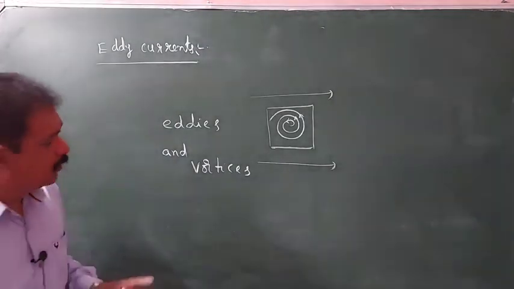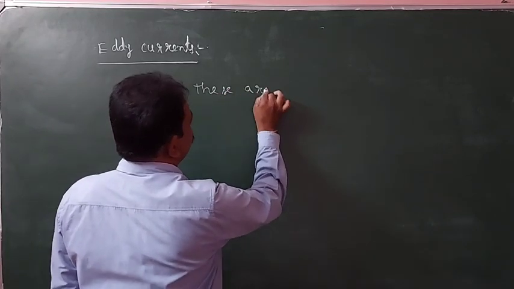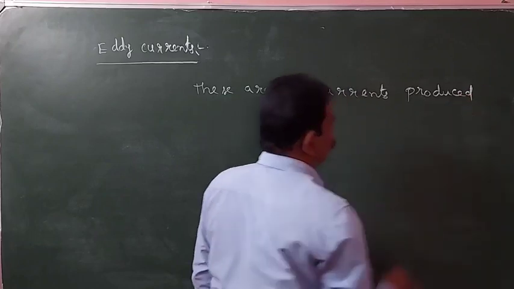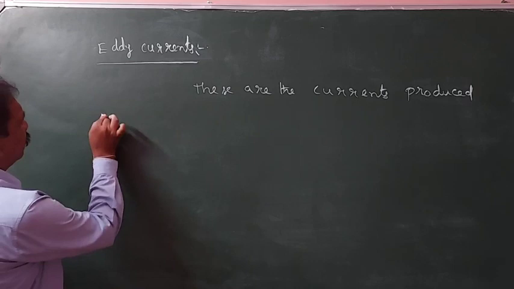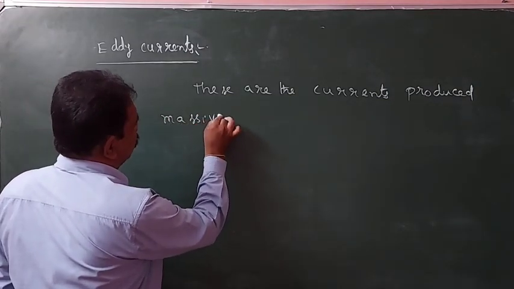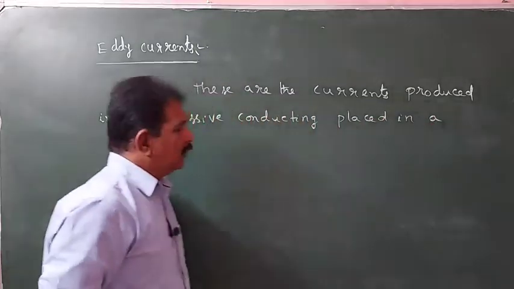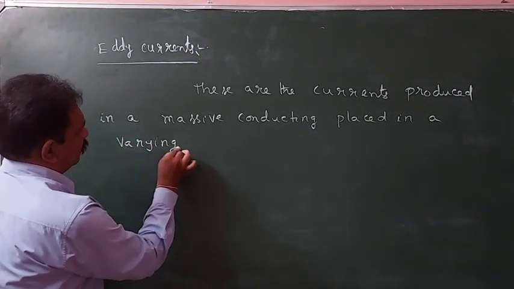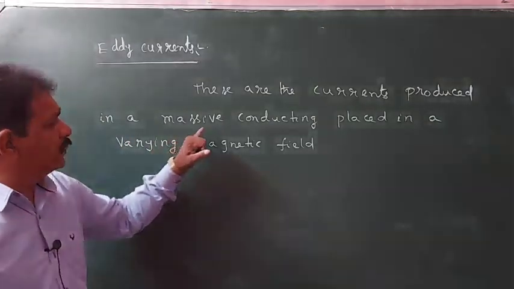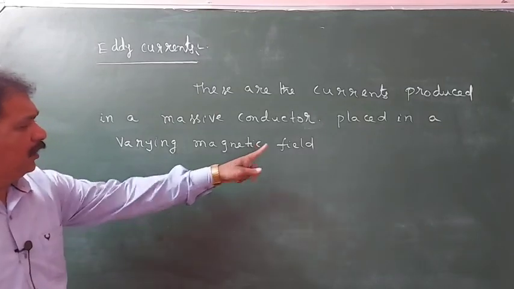Okay, writing that: these are the currents produced in massive conductors placed in a varying magnetic field.